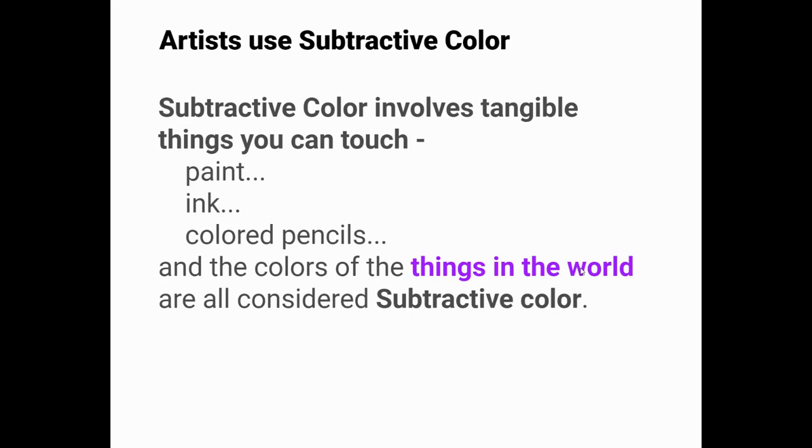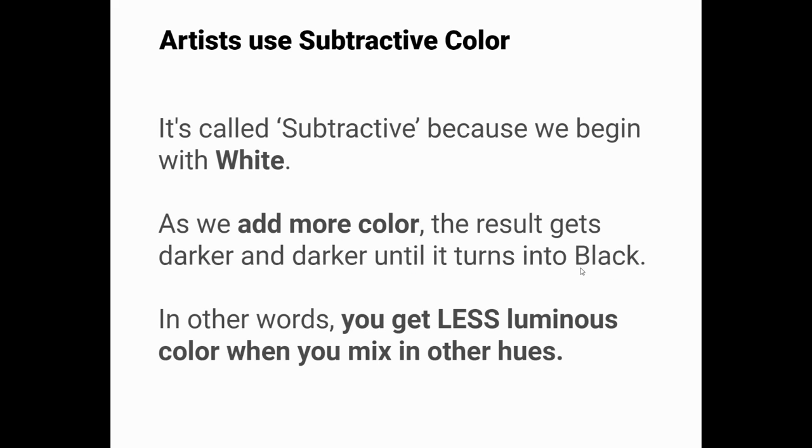Subtractive color involves tangible things you can touch: paint, ink, color pencils, and the colors of the things in the world are all considered subtractive colors. My cup, my water bottle, my mouse, those are using subtractive colors. It's called subtractive because we begin with white. As we add more color, the result gets darker and darker until it turns into black. In other words, you get less luminous color when you mix in other hues. Okay? Luminous refers to light.